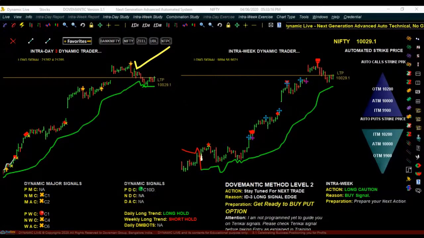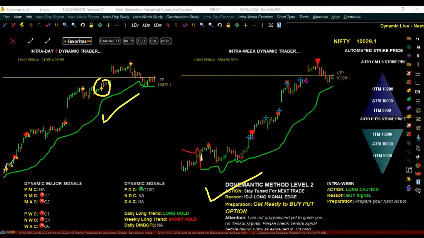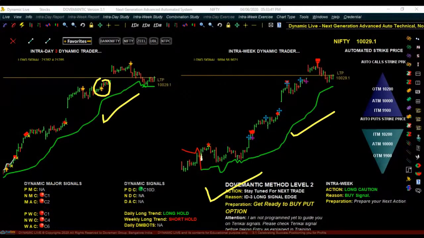When you go check the Tenkai signal, there will be a zigzag or an edge point, and you will be able to avoid the trade. But sometimes what happens is, when it says buy put option, we checked intraday 3 long, it was green in color. We check intra week long, that is also green in color. But when you check dynamic system level 2 trading method, as per that, you are supposed to be holding a short position. So now there will be a mismatch, isn't it?